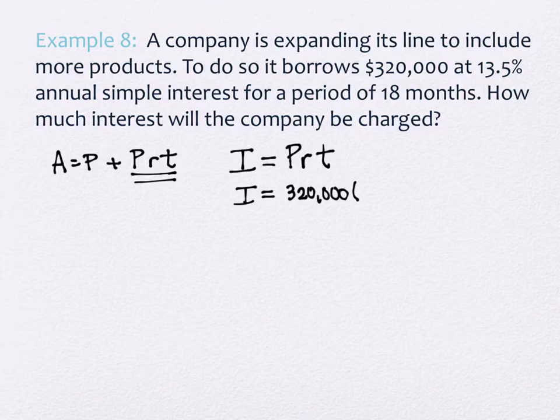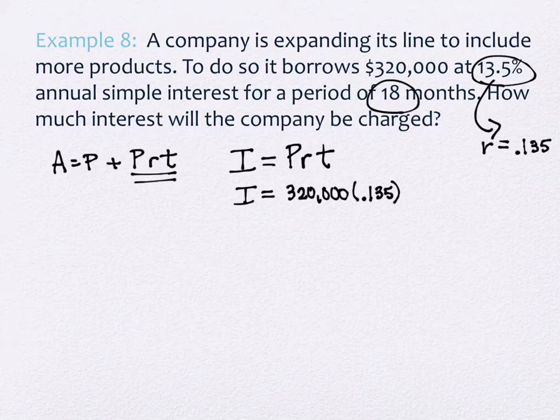The interest rate says 13.5%. So if I have 13.5%, what is that as a decimal? Yeah, 0.135. So that's my interest rate over here. And then time. How much time? Yeah, 18 months, which is 1.5 years, right? And so good job remembering that we need to put that in terms of years. And then if you will grab your calculator, it will tell you how much interest this would be.